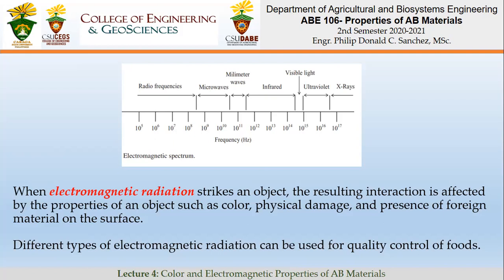So any changes of that can also change the electromagnetic characteristics of that particular product. So different types of electromagnetic radiation can be used for quality control of foods, because as the quality of the food products varies, there's a variation of the quality attributes, and the electromagnetic characteristics also change. So there's a relationship between that.